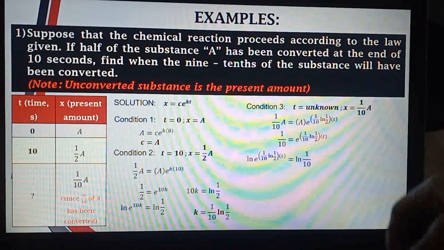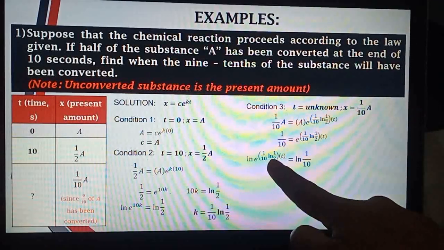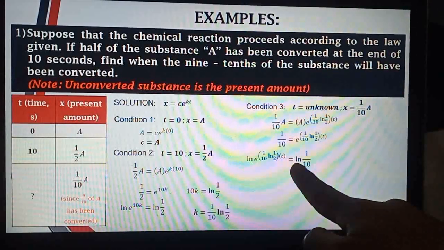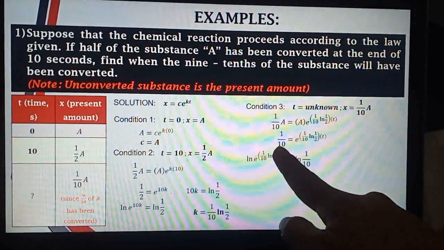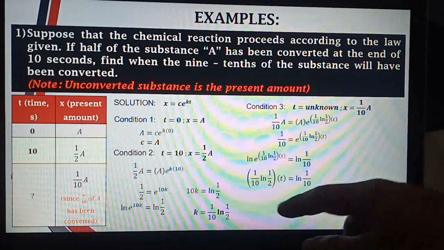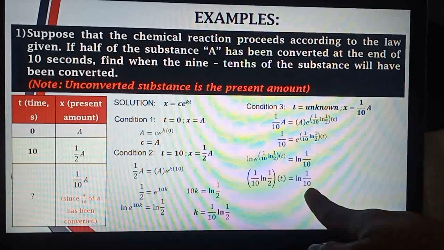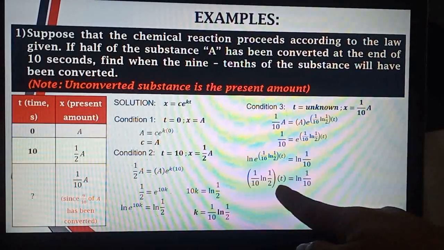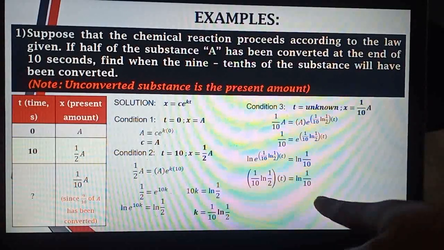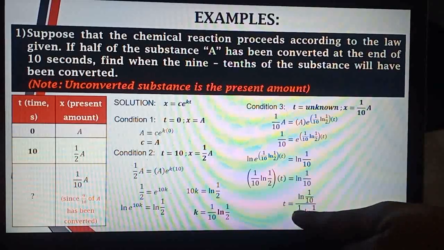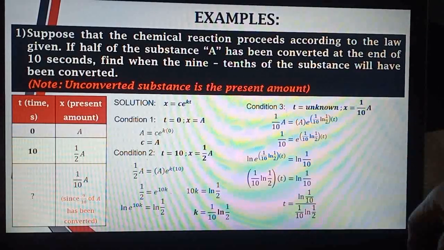Now taking ln of both side again, you will now have ln of e raised to 1/10 ln of 1/2 multiplied to t equated to ln of 1/10. Same property, if you have ln of e, ang matitira na lang is the exponent of the e. So you will now have 1/10 ln of 1/2 t equated to ln of 1/10. Now, your unknown is t. So, pwede nating i-divide both sides dun sa kasama ni t, which is the 1/10 ln of 1/2. So, ang mangyayari, you will now have t equated to ln of 1/10 all over 1/10 ln of 1/2.